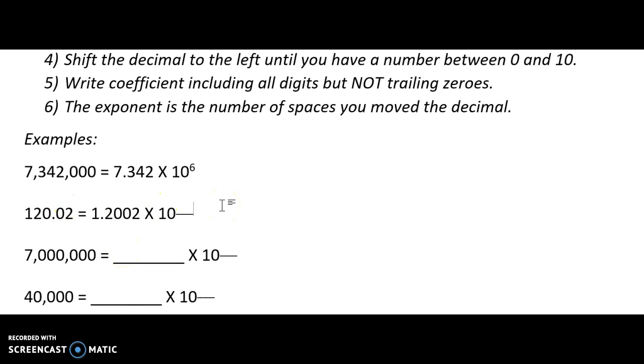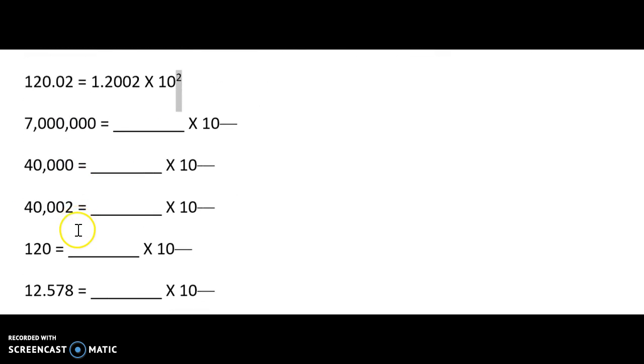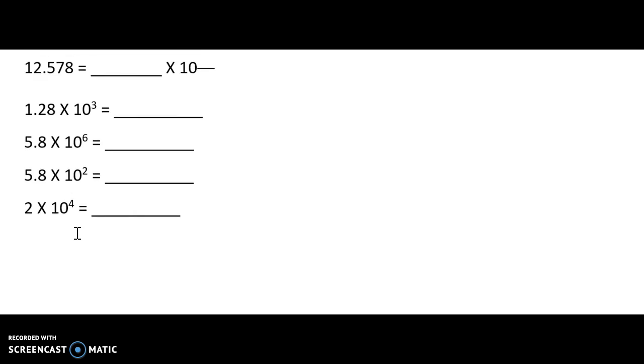And times 10 to what power? Well, I had to shift the decimal to get 1.2002. I had to shift the decimal over 2 places to the left. All right, so it would be 10 squared. And here are some examples that you can do and try for yourself.